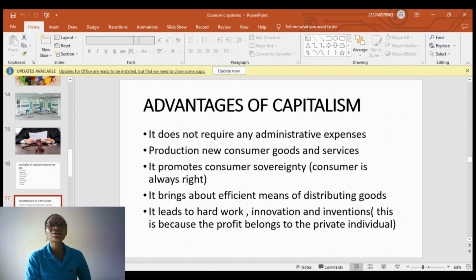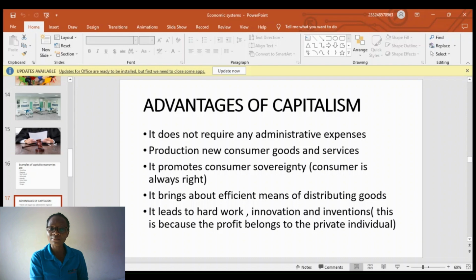It also brings about efficient means of distribution of goods. No one will want to waste their money anywhere. Sometimes you find government projects lying down, being wasted. No individual will want to waste their resources that way. So any little resources they commit into a project, they want to make sure they finish the project, or that they achieve whatever purpose for which the project was started in the first place. So you see that resources are perfectly used, not wasted at all.